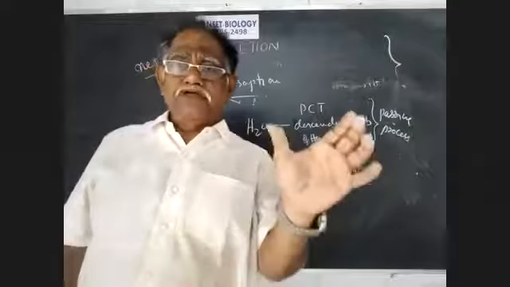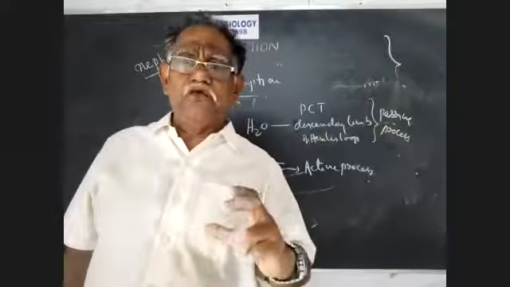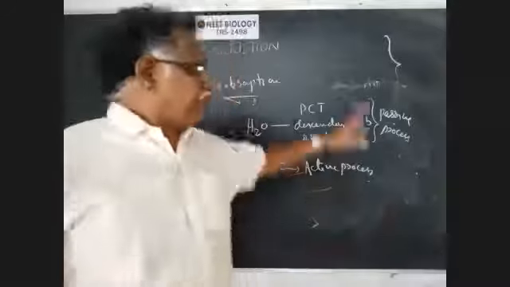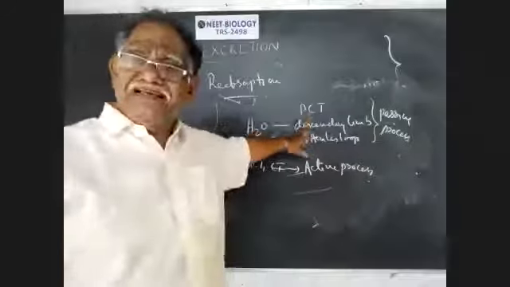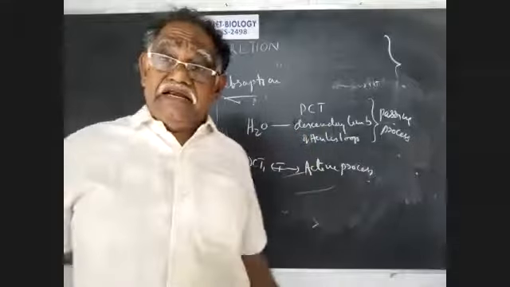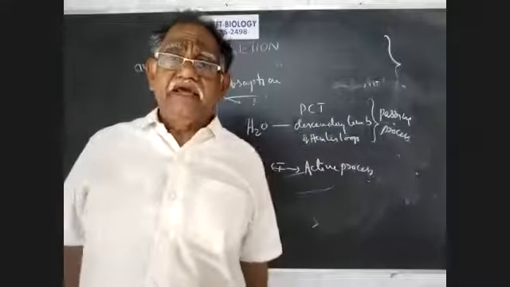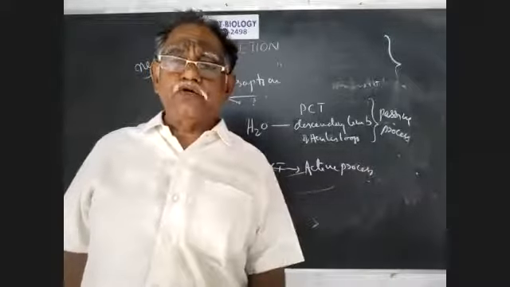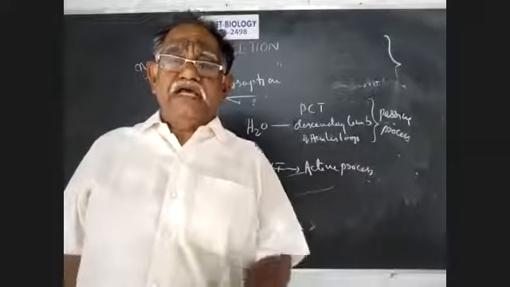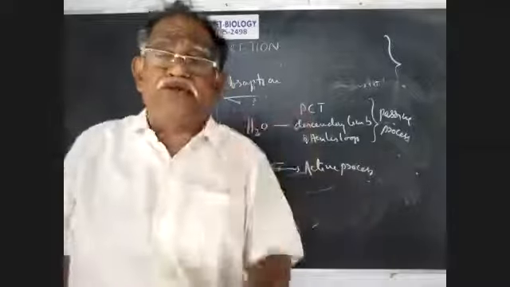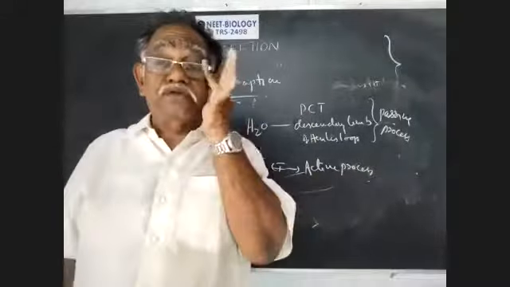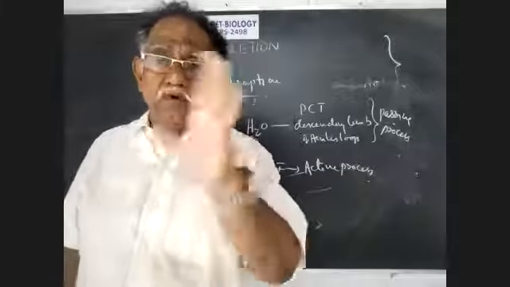In the proximal tubule and in the descending limb of Henle's loop, water is reabsorbed into the blood by passive process. But in the distal region of the renal tubule, that is, in the distal convoluted tubule and collecting tubule, water reabsorption is by active process, under the influence of hormones.